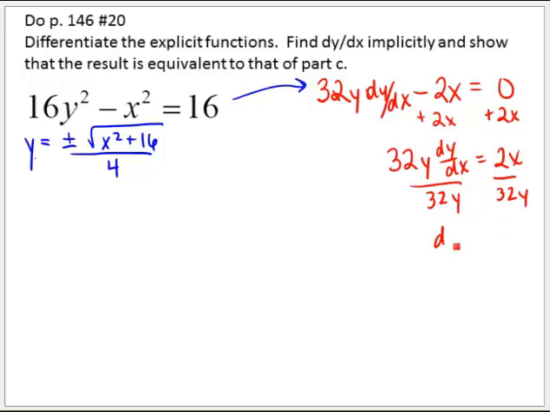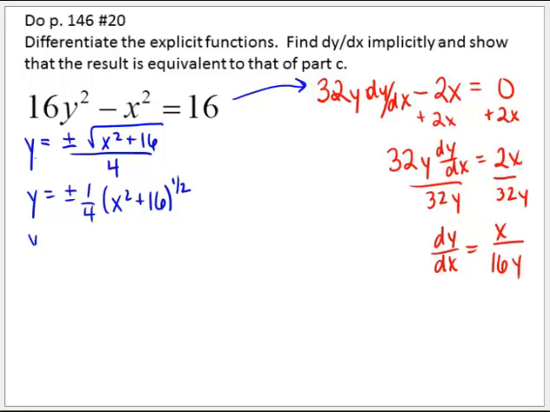And my dy over dx is equal to x over 16y. So let's go ahead and take the derivative of the explicit functions and see if we end up with the same answer. I would want to rewrite this as plus or minus 1/4 times (x squared plus 16) to the 1/2 power. This will allow me to say that y prime equals, bring this out in front, plus or minus 1/8.